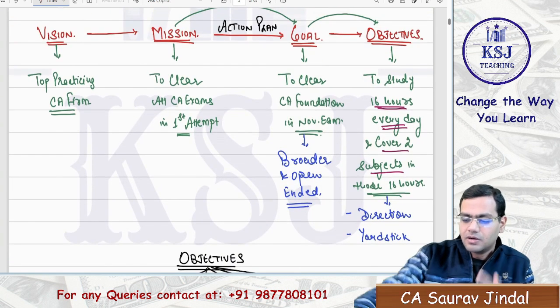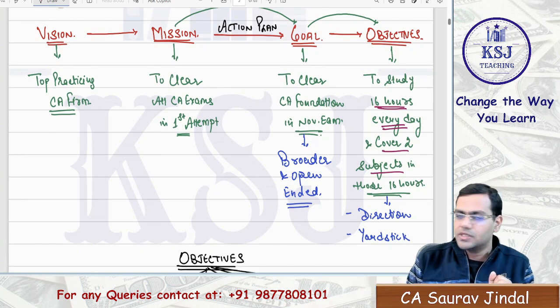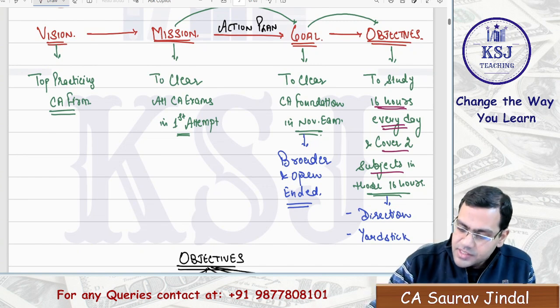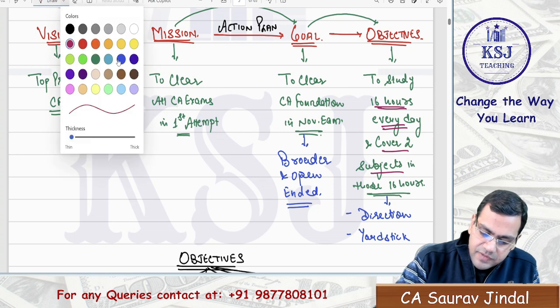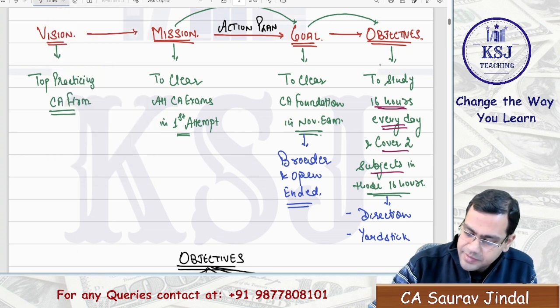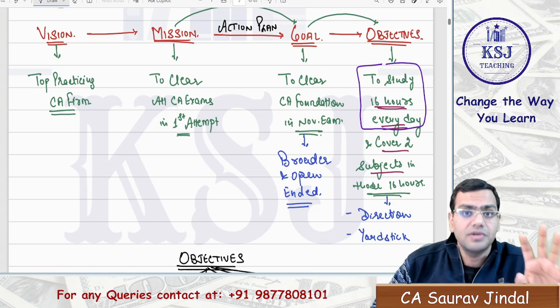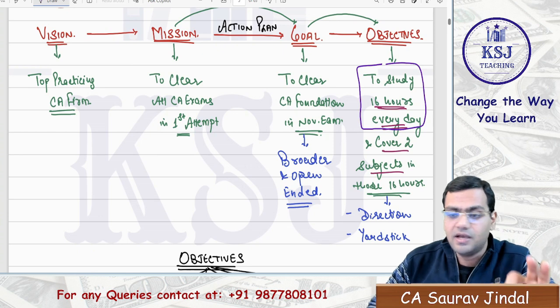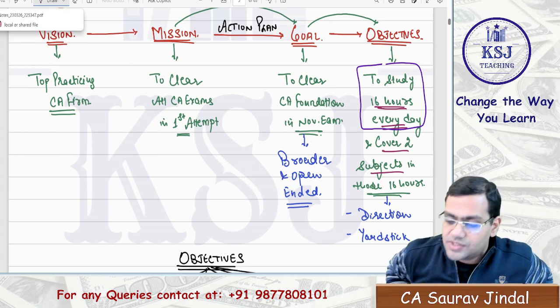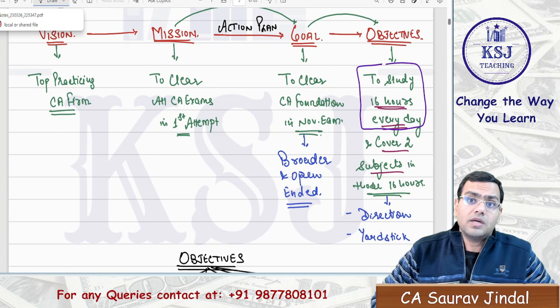If you come back to this part of the objective, highlight this part. I am setting it as a long-term target that for the next 3 months, every day I am going to study for 16 hours a day. Now this is what? This is a long-term objective.